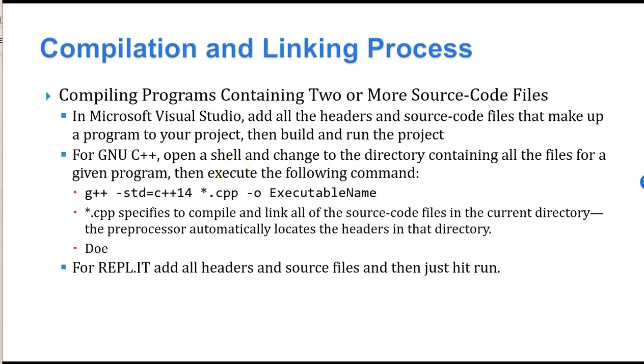So if you compile code that takes 2 or more source files in Visual Studio, I'll add all the headers and source files to the project and then just build and run. For g++, open a shell, change the directory, and then list out the files, star.cpp for all C++ files, and then give it an executable name. For Replit, just add all the headers and source files, and then just hit run.